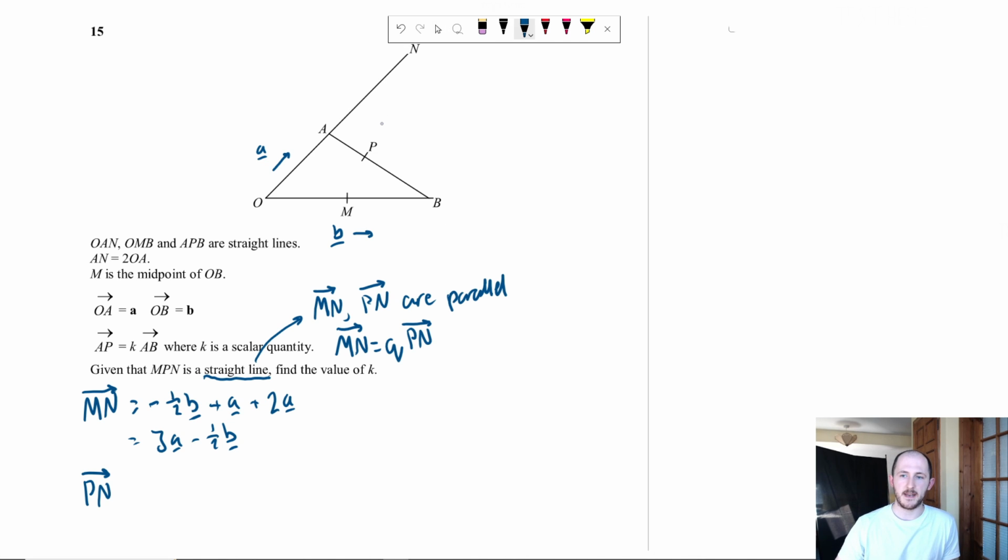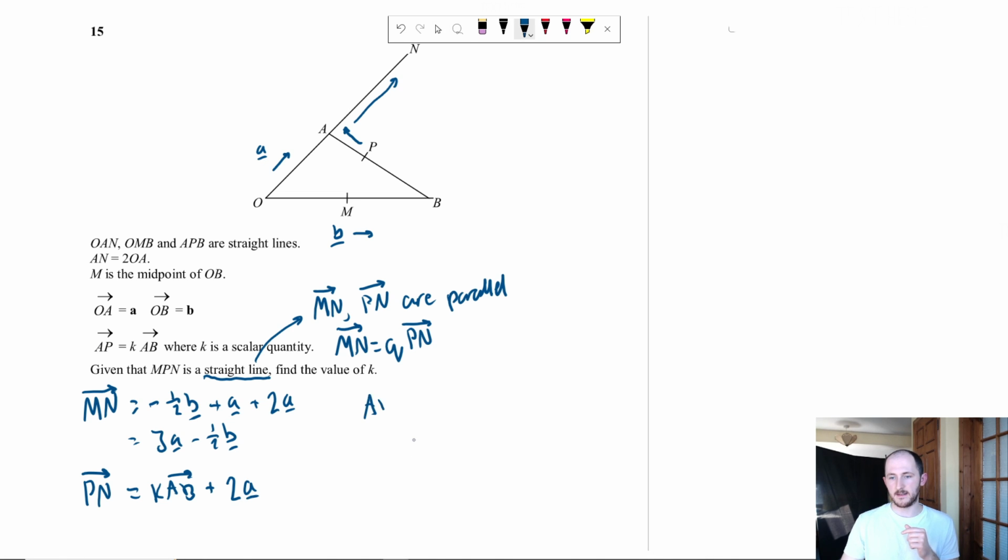So to go from P to N, I need to go from P to A, and then from A to N. Now, P to A is just a fraction of A to B. Is that clear? What fraction is it? Well, it tells me here AP is equal to K AB. So I'm going to write K AB out. And then I already know that A to N is 2 times A.